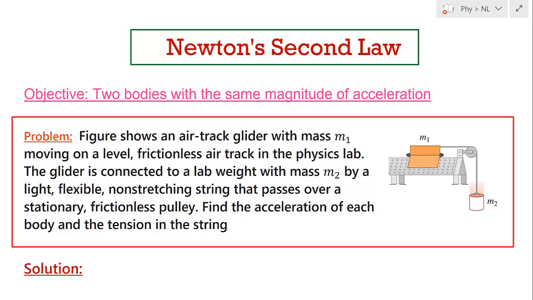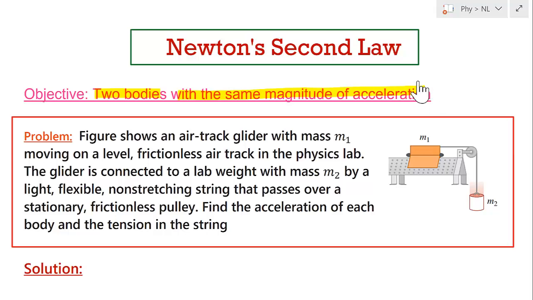But now in this video we will discuss a system that contains two objects, but these two objects are not having the same acceleration. That is, they can have different direction, or different magnitude, or both direction as well as magnitude different. For this problem we will consider a case when the magnitude of acceleration of the two objects is the same but the direction is different. So the objective of this session is to learn how to solve two bodies with the same magnitude of acceleration using Newton's second law. And this we will illustrate using a problem.